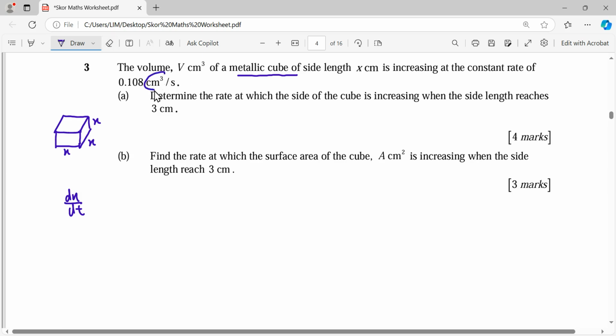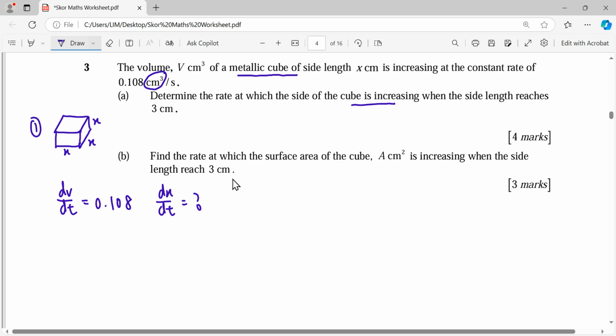As you can see here, this is your volume. So dV/dt, the volume is increasing. So an increasing rate will be written as a positive value. Then we need to determine the side of the cube increasing, which means you need to know what is your dx/dt. Therefore, our first step: shape we already know, constant we also know, unknown only has one, which is x.